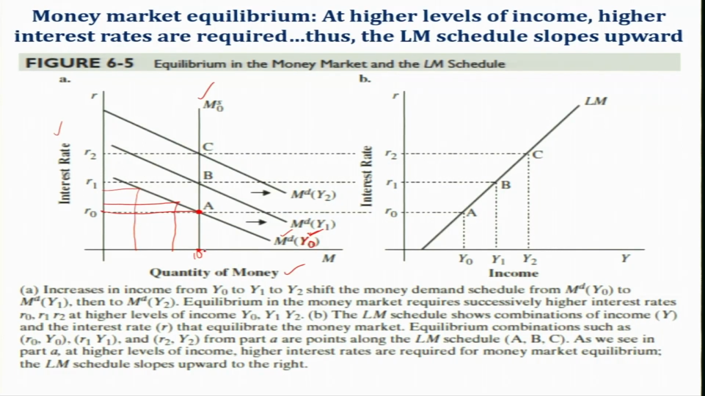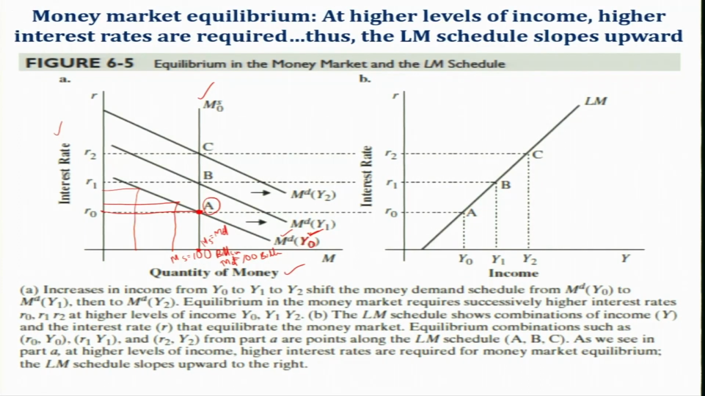For example, let us assume that money supply is equal to 100 billion. So the money demand is also going to be equal to 100 billion, that is the MD. So at this point A, you can see that MS is equal to MD.